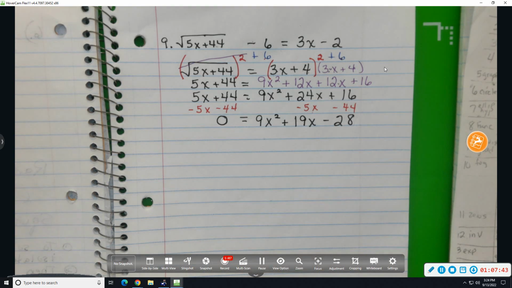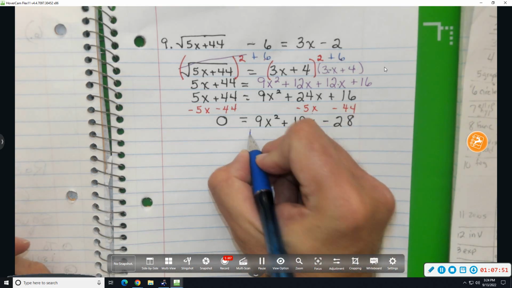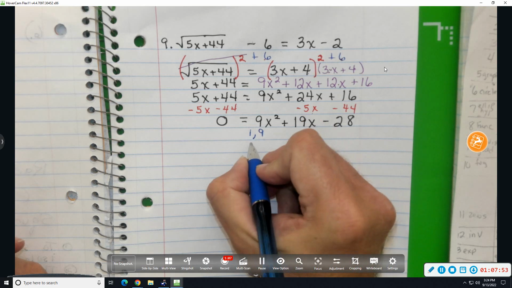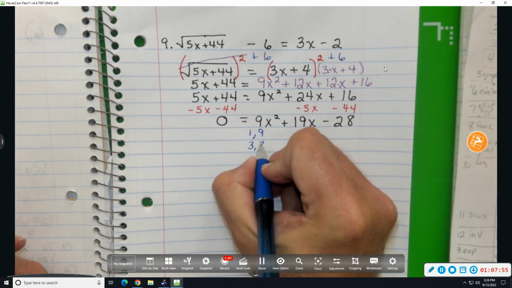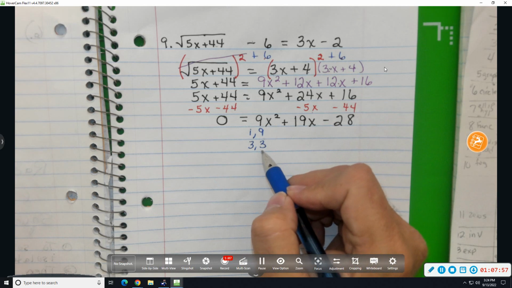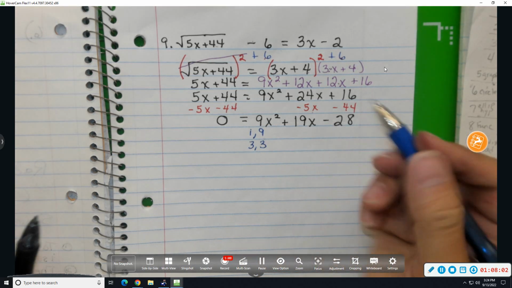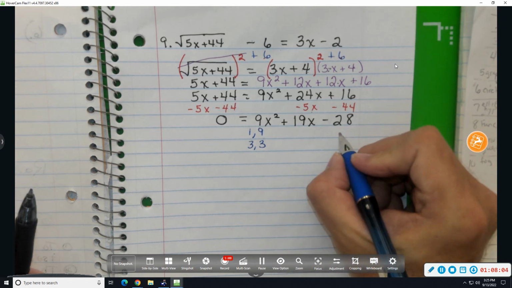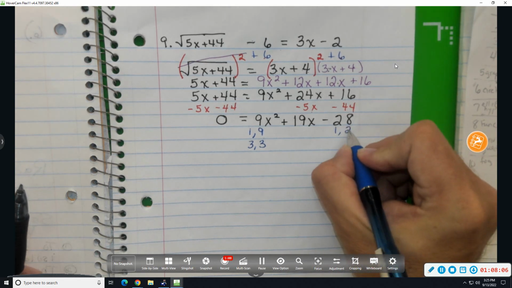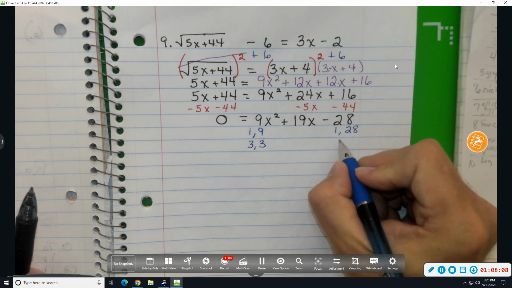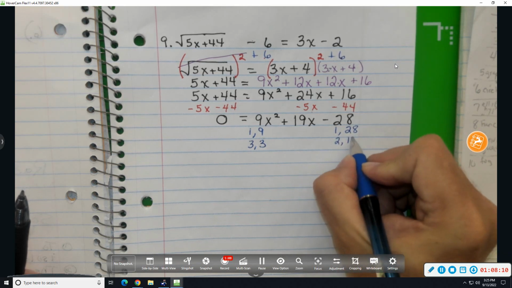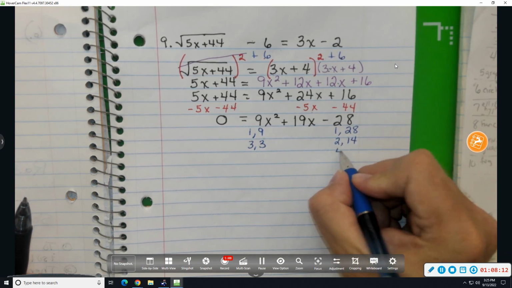I'm going to try to factor it. This might be one of those where you want to just use the quadratic formula. Quadratic formula always works, but I think every problem in this assignment factors. So numbers that multiply together to give 9: 1 times 9, 3 times 3. Numbers that multiply together to give 28: 1 times 28, 2 times 14, and 4 and 7.